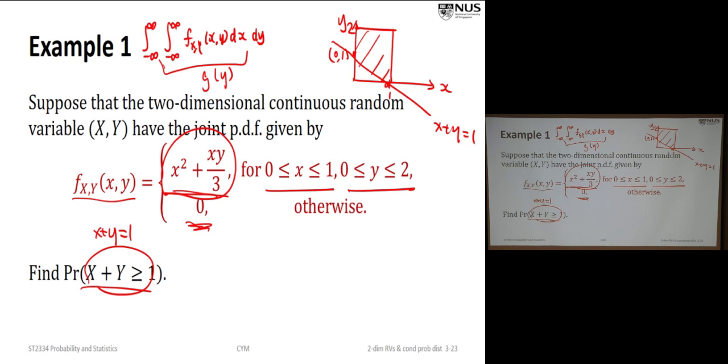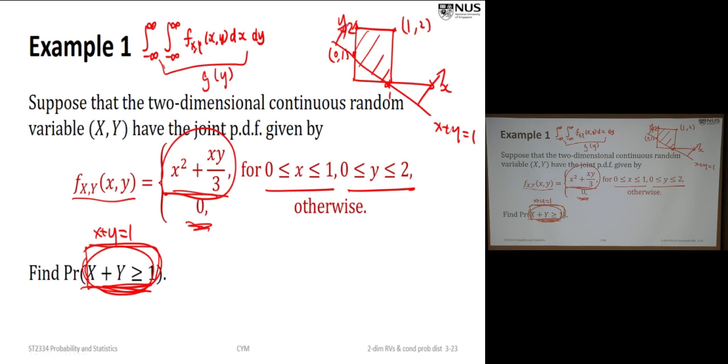Then which region does this event, x plus y greater or equal to 1, represent? So we just check. For example, this point has x coordinate 1, y coordinate 2. So 1 plus 2 is bigger than 1. Therefore, this point satisfies this inequality. So we are talking about this region.